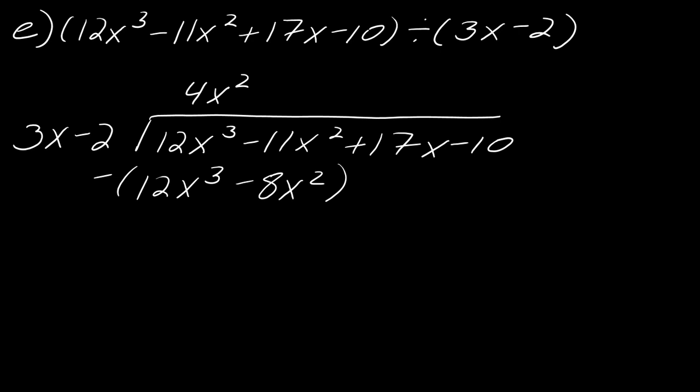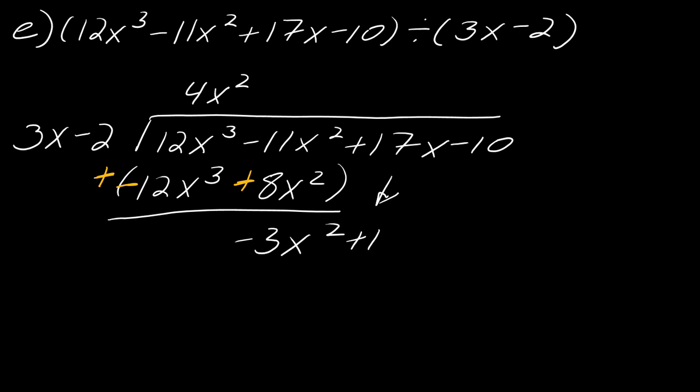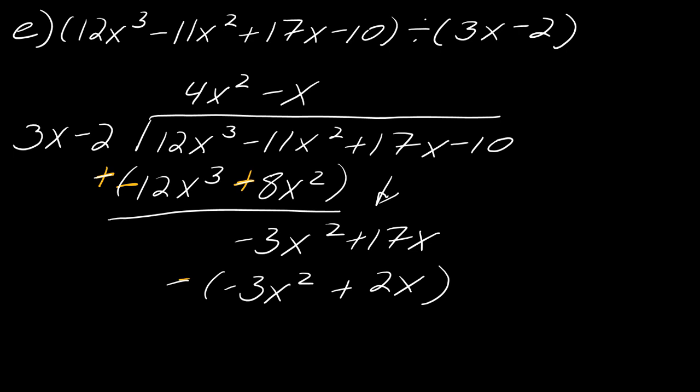Subtract this off, so I'm going to flip all my signs. And so I'm going to get, let's see, negative 3x squared. And let's bring that 17x down. What do I have to multiply 3x by to get to negative 3x squared? That's going to be negative x. Negative x times 3x is negative 3x squared, and negative x times negative 2 is plus 2x. So let's subtract that off. So add, and this will become a subtract.